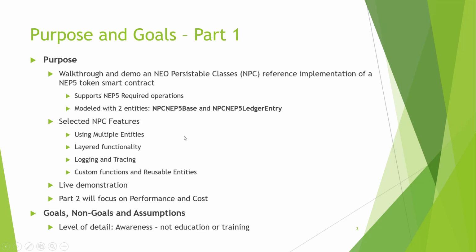In terms of new NPC features to be highlighted, the concept of using multiple features and what that looks like. The layered functionality. The base only requires very basic functionality as a managed entity. It doesn't need to be persisted, so we'll see how to do that. The ledger is the persisted component of an NEP5 token, and so that needs the level 3 persistable storage. So we'll see the layered functionality.